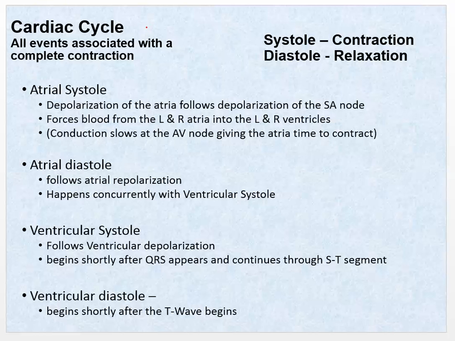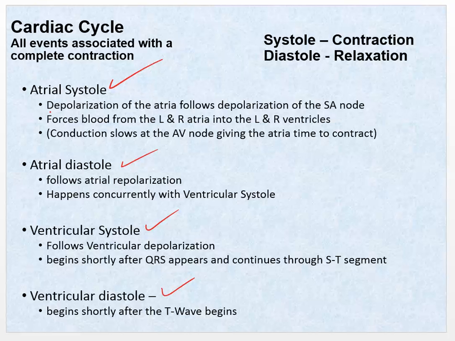So that gets us to one of the last things we're going to be talking about, and that's the cardiac cycle. The cardiac cycle means all events associated with a complete contraction. That means atrial systole, contraction of the atria, atrial diastole, relaxation of the atria, ventricular systole, contraction of the ventricle, and ventricular diastole. Okay, so that's the contraction part of the event.